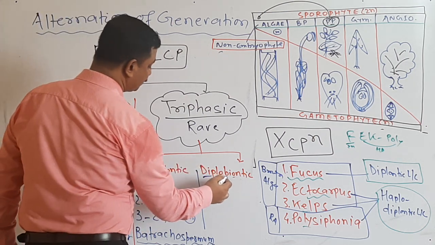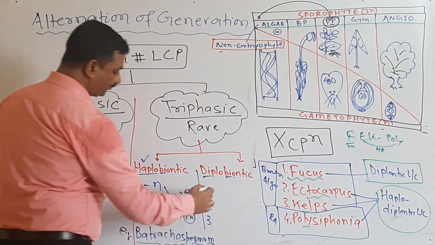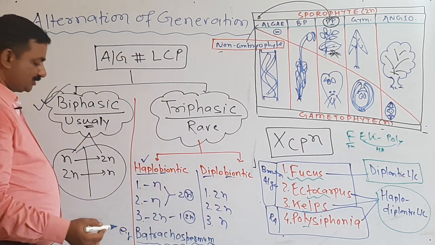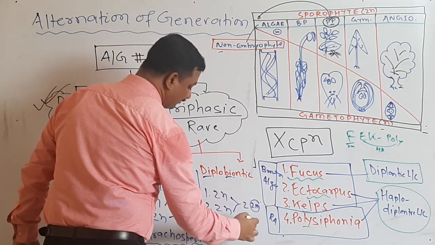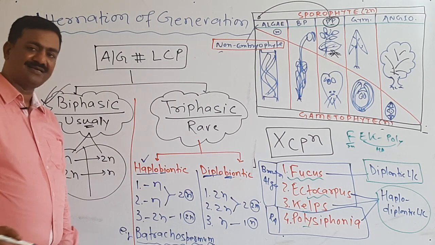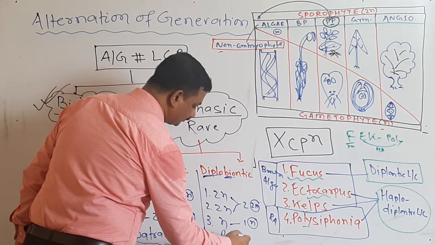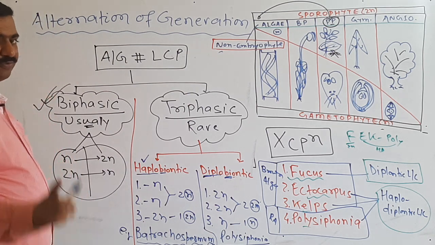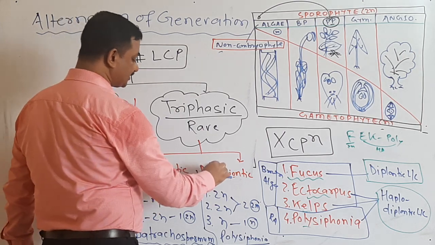But second, we have diplo, where 2n will come twice. So again it has three phases: 1, 2, 3. First is 2n, second is 2n, third is only n. So two times we have 2n and one time we have n. That's why it is called the diplobiontic life cycle pattern. This is very common in Polysiphonia. So both are examples of red algae: this is haplobiontic and this is diplobiontic.